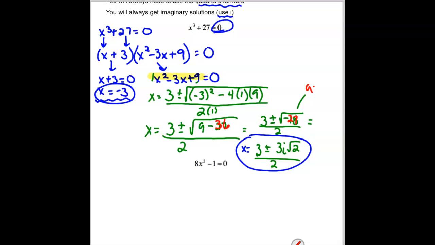So split that into 9 times 3, we would get 3 root 3 instead of 3 root 2. I apologize for that.